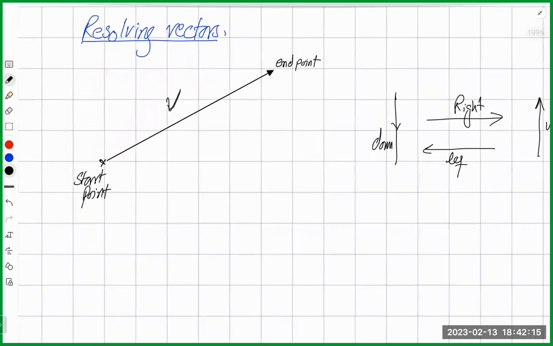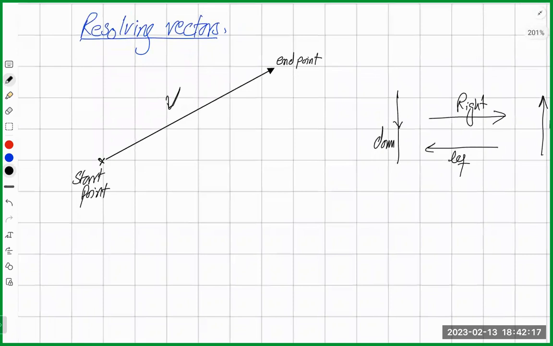So it means it should have an effect, a horizontal effect towards right. This will be the horizontal effect of the same vector. And this will be the vertical effect of the same vector. Does this make sense?